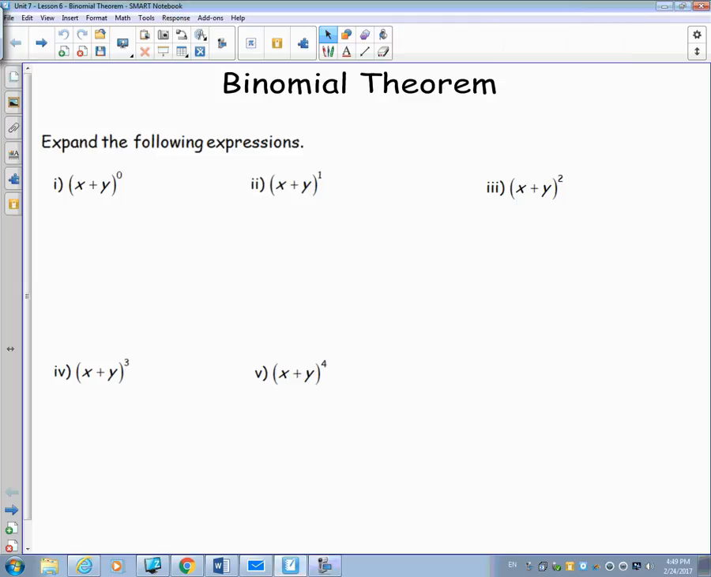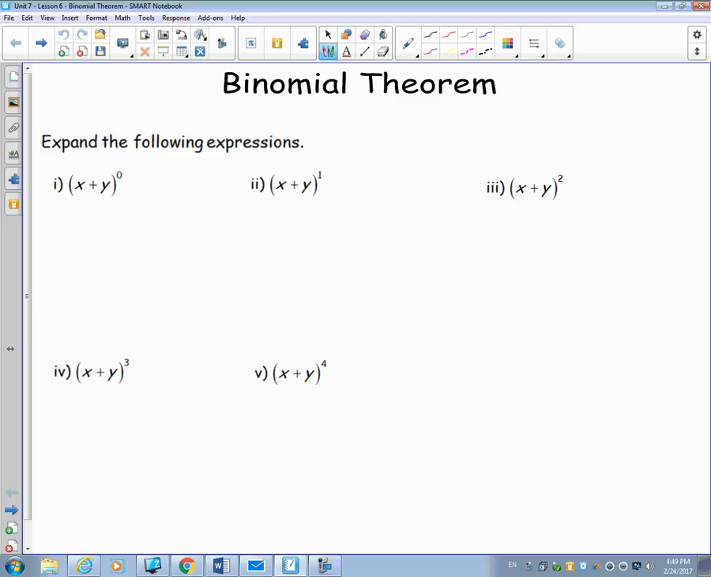This lesson is going to examine the binomial theorem. The binomial theorem is a powerful pattern you can use to expand any binomial expression, for example the ones we see here. So we're going to try and figure out a pattern here.